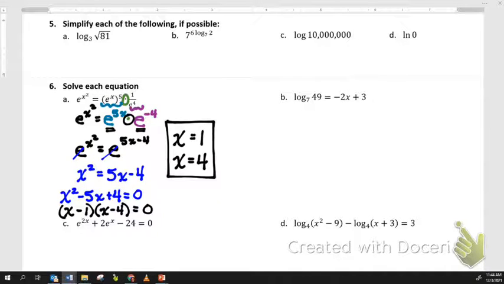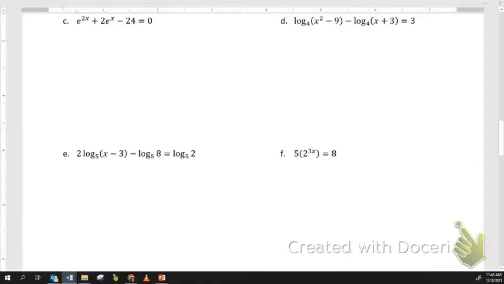Any others in part 6 that you guys want to look at or talk about? F? Sure. Where should I start on F? Divide by that coefficient out in front. So I'm going to divide both sides by 5. 8 divided by 5, I could express that as a decimal, but I'm going to leave it as 8 over 5.